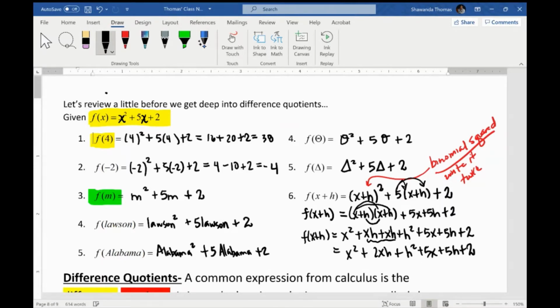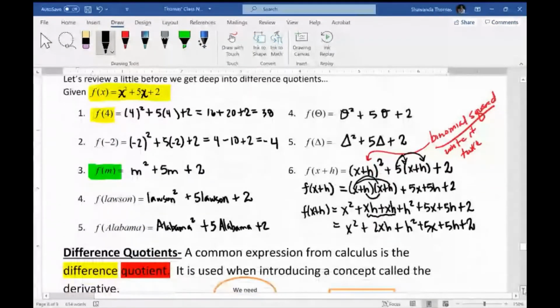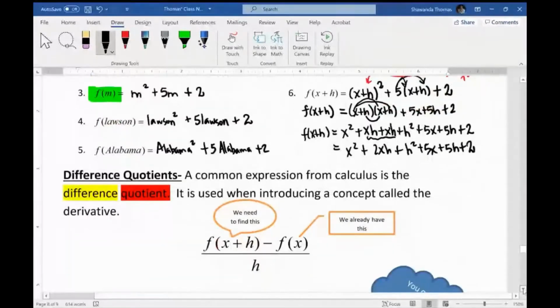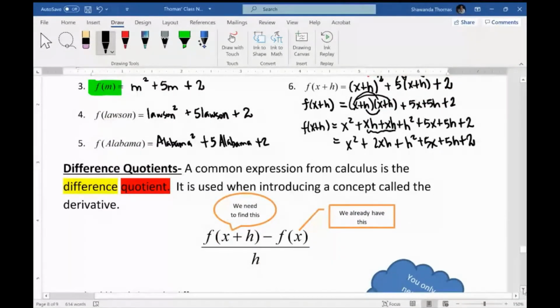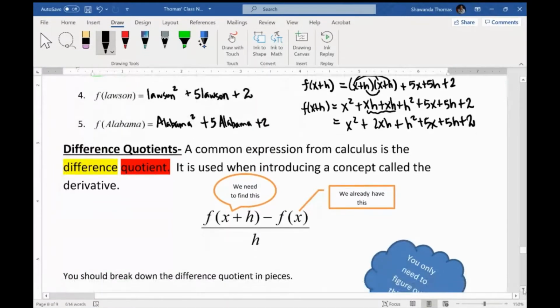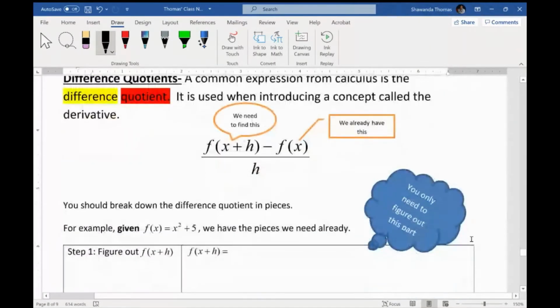All right, so get in the habit of that because now we're about to start something called difference quotients. You're going to need to know how to do that for this concept. This is a common expression from calculus. It's called a difference quotient. It is used when introducing a concept called the derivative. If you've ever taken calculus in high school, you went over the derivative a lot. This is basically the origin of the derivative. That's why it's in pre-calculus.